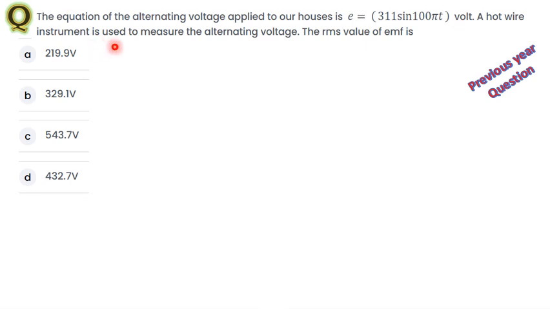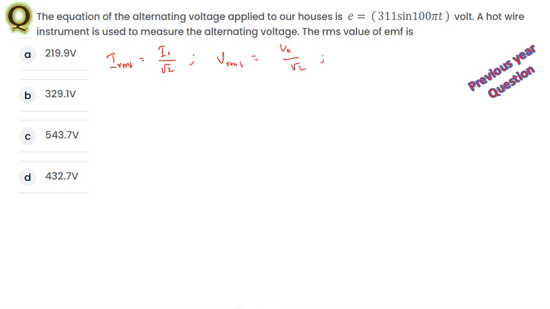A hot wire instrument is used to measure the alternating current. So RMS value of EMF. So what they are asking is RMS current. See ERMS, VRMS, IRMS, everything: ERMS means E naught by root 2, IRMS means I naught by root 2. In all the cases I just mentioned here. In case of IRMS it will be I naught divided by root 2. VRMS will be equal to V naught divided by root 2.